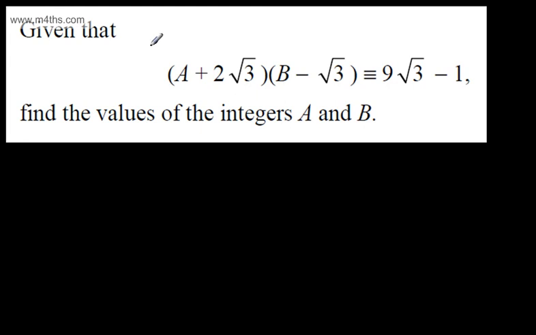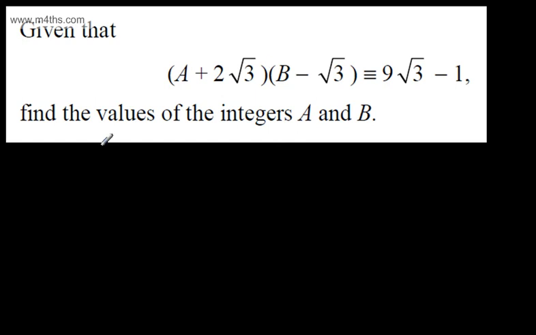In this one it says, given the quantity a plus 2 root 3 multiplied by the quantity b minus root 3 is 9 root 3 minus 1, find the values of the integers a and b. So what we've got here is an identity. What I'm going to do is expand the left hand side and then do what we call equate coefficients. So we're going to have terms in root 3, and then we're simply going to have rational values as well. So let's go ahead and do that.